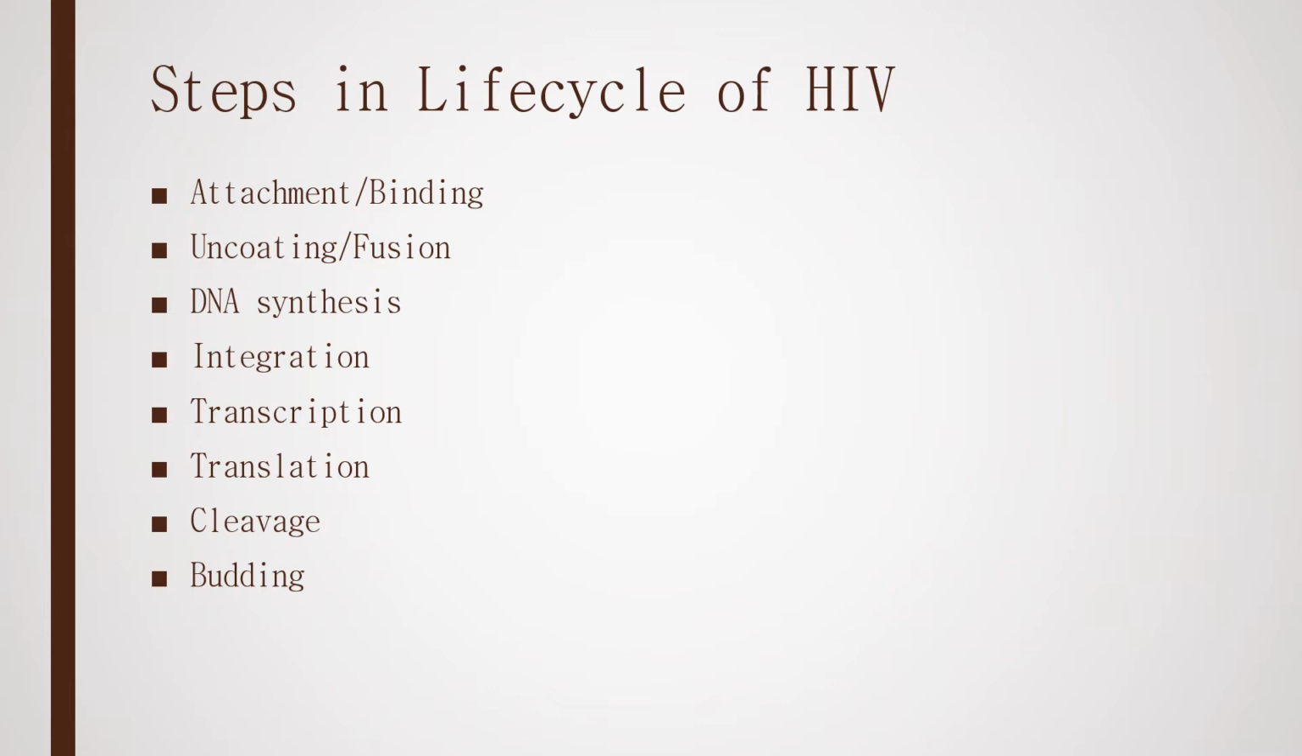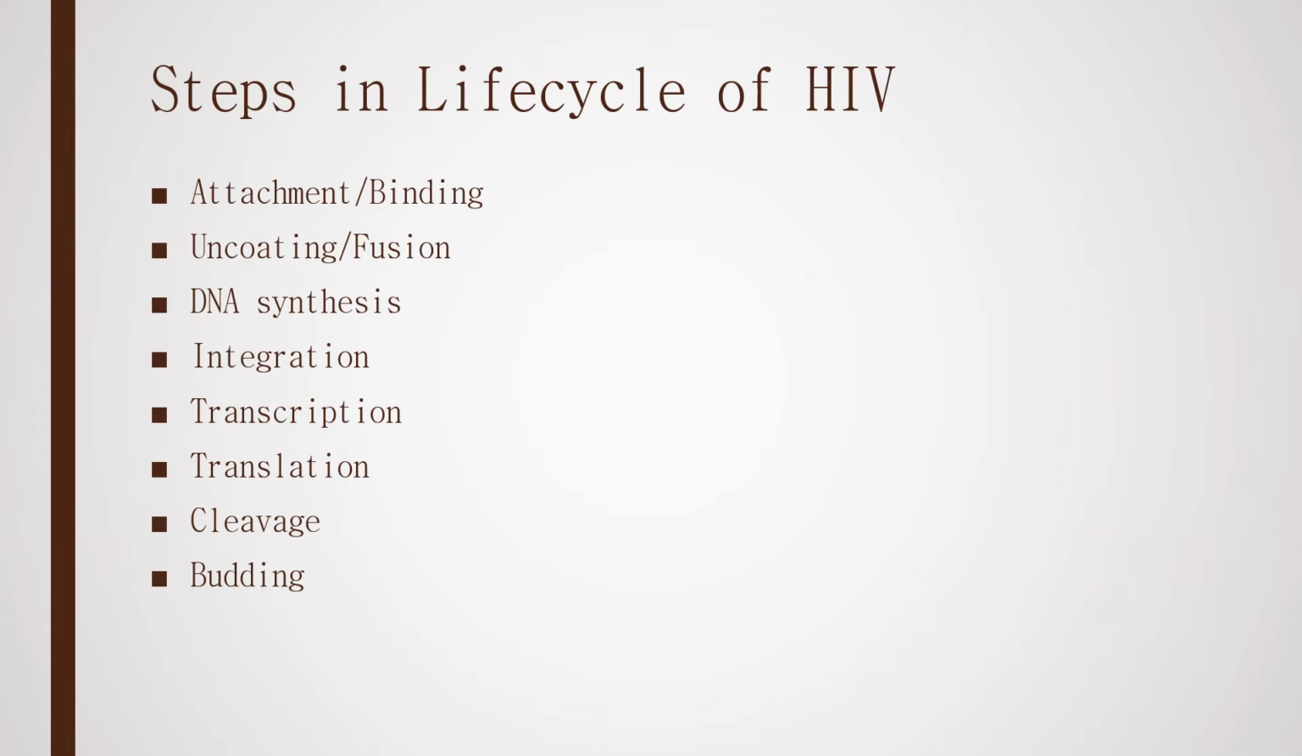So in the step of uncoating and fusion, only the content of HIV's viral core, which are two single strands of viral RNA and three viral enzymes, reverse transcriptase, integrase, and protease, are emptied into the CD4 cell. So they start fusing themselves into the CD4 T cell.